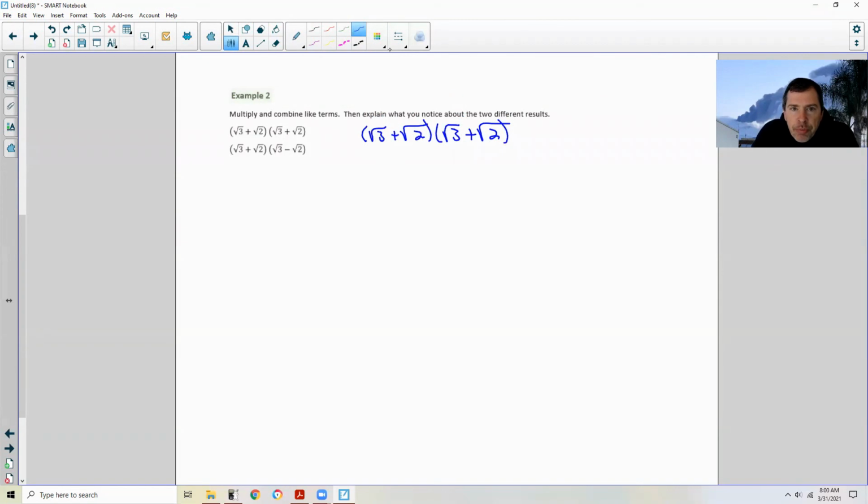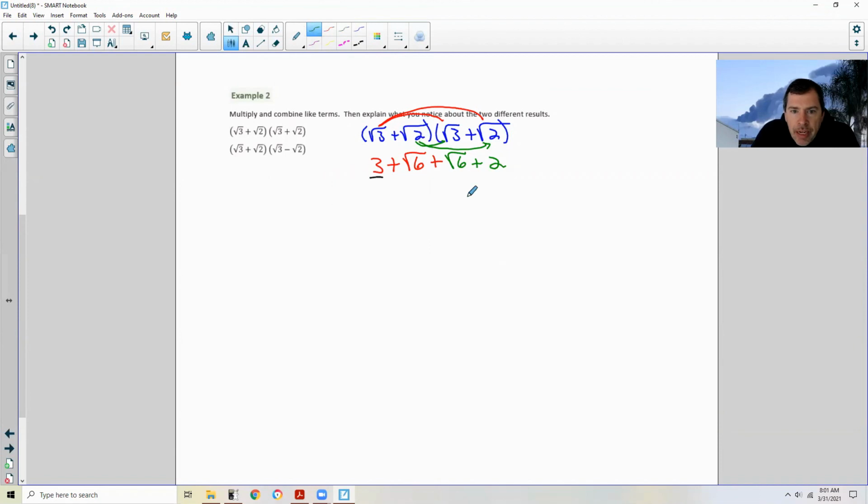We do the distributive property. So the square root of 3 times the square root of 3 is simply 3. The square root of 3 times the square root of 2, and it's plus, by the way, is the square root of 6, plus, and now I'm going to do the square root of 2 times the square root of 3, which is the square root of 6, plus the square root of 2 times the square root of 2, which is simply 2.